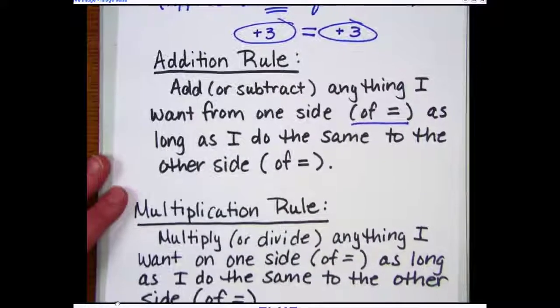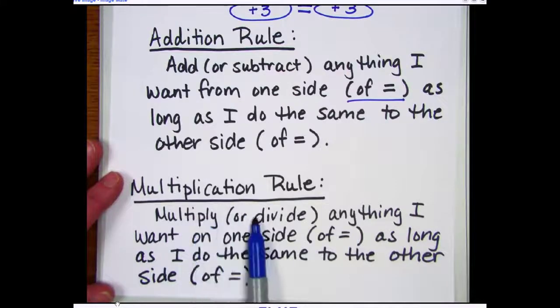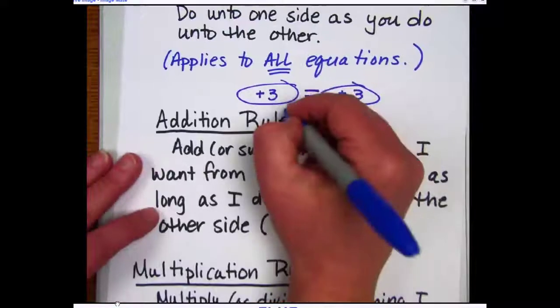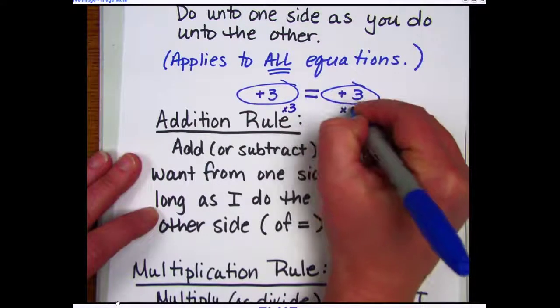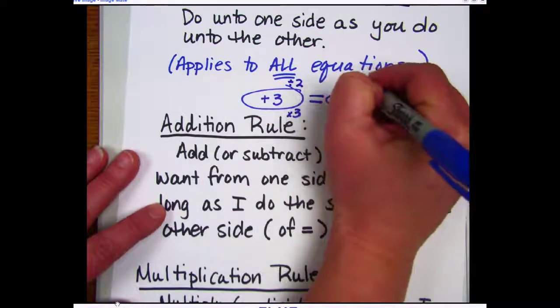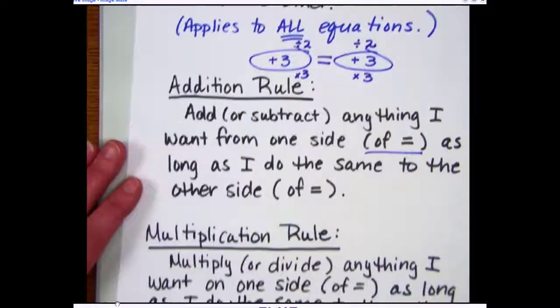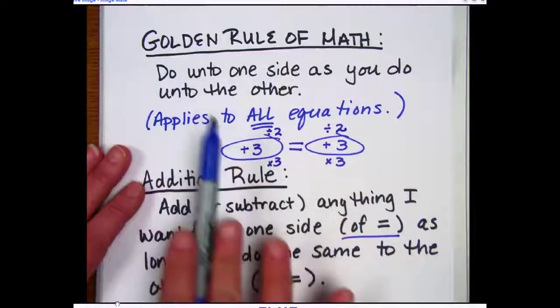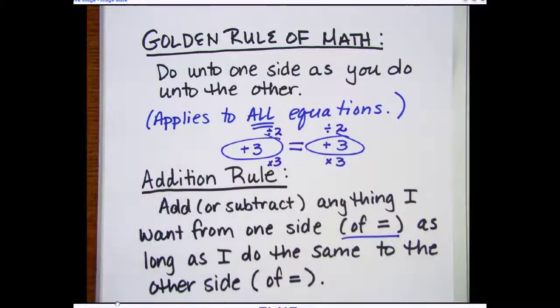We also have the multiplication rule, which says that I can multiply or divide anything I want on one side of the equal sign as long as I do the same to the other side of the equal sign. This would come into play if I multiplied this side by 3, I'd have to multiply this side by 3. If I divide this side by 2, I'd have to divide this side by 2. But you can see how the addition and the multiplication rule feed right into our golden rule. Whatever I do on one side, I have to do the exact same thing on the other in order to solve the equation. Now let's go back and look at our examples.